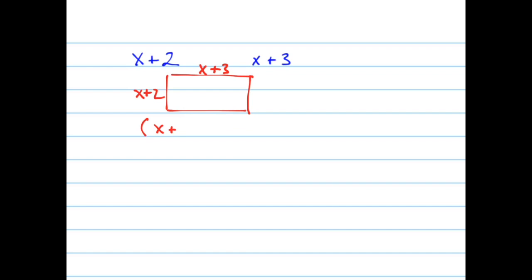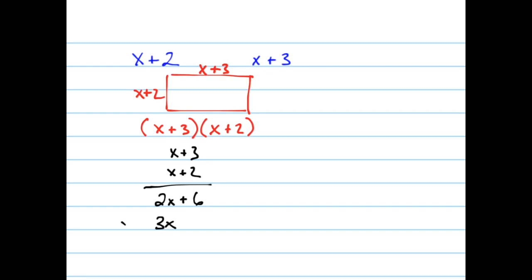x plus 3 times x plus 2. I'm going to do this one vertically just to recover that method. 2 times 3 is 6, and 2 times x is 2x. x times 3 is 3x, and x times x is x squared. So adding my like terms gives me a total of x squared plus 5x plus 6. There's my area.